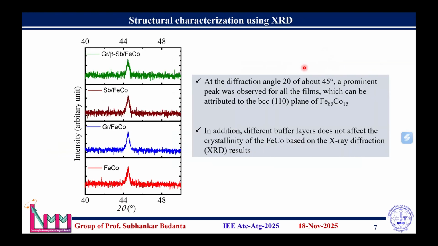To check the ferromagnetic part, FeCo is usually polycrystalline in nature, and we have performed X-ray diffraction measurement, and we observed the BCC 110 plane of FeCo for all the heterostructures, which tells that by taking a 2D layer below the ferromagnet, it is not affecting the crystallinity. That is, the buffer layer has very negligible impact on the crystallinity of FeCo thin films.